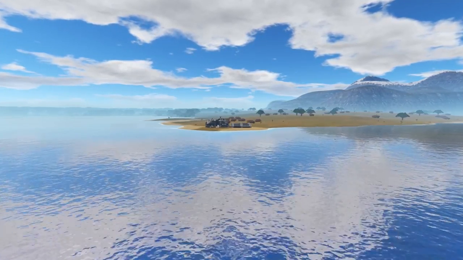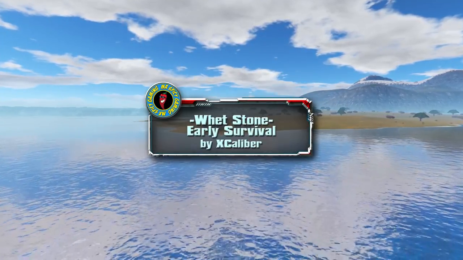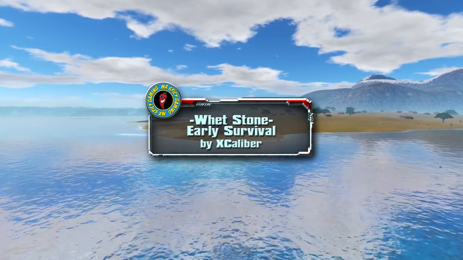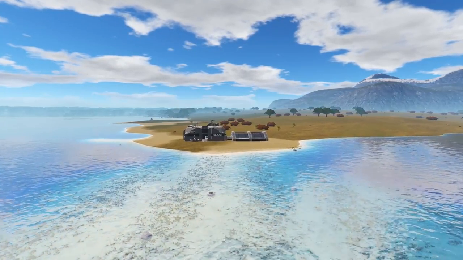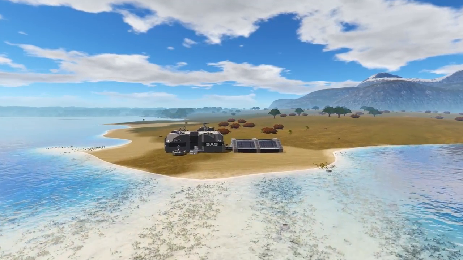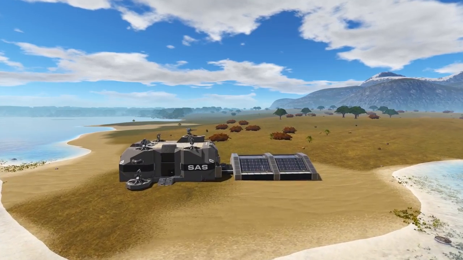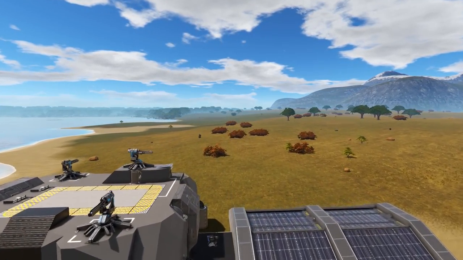Today's design, the Whet Stone Early Survival, is an Unlock Level 5 Size Class 1 base coming to us from creator XCaliber. Now, this is not only one XCaliber has mentioned to me, but also one that was showing up in the popular designs currently on the workshop.